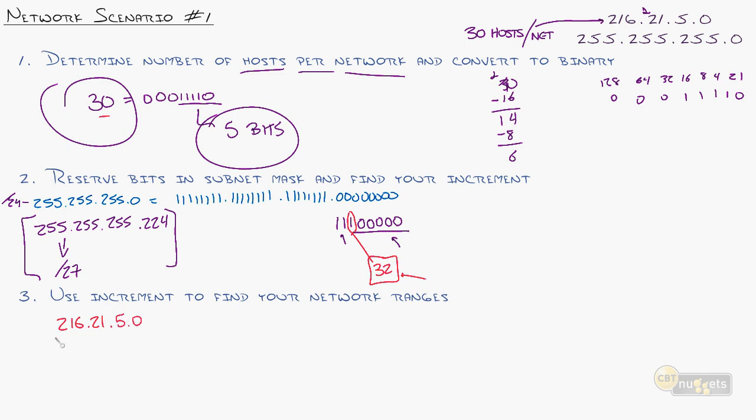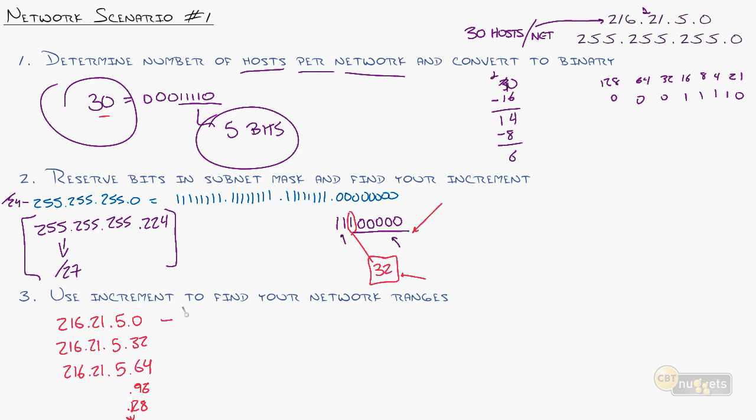216.21.5.0 is where we begin, and then we just start adding our increment in the last octet. You see how everything else is the same? 216.21.5.32, 216.21.5.64, and down and down we go. 96, 128, and this would continue on down off the screen.